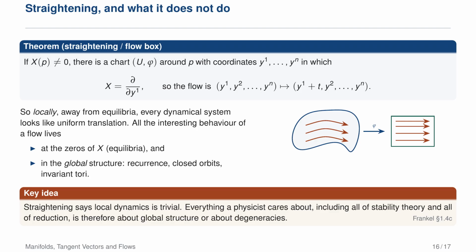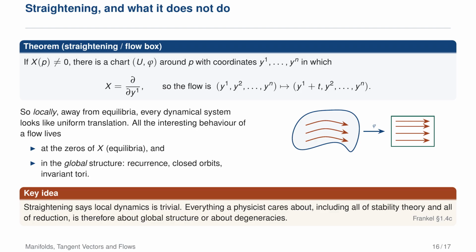Read it carefully. The theorem says that locally, away from equilibria, every dynamical system in the universe looks like uniform translation. There is no local invariant to find. There is nothing to compute. So where does all the interesting behavior go? It goes to two places. The behavior lives at the zeros of X, which are the equilibria, where the theorem does not apply. And it lives in the global structure of the flow.